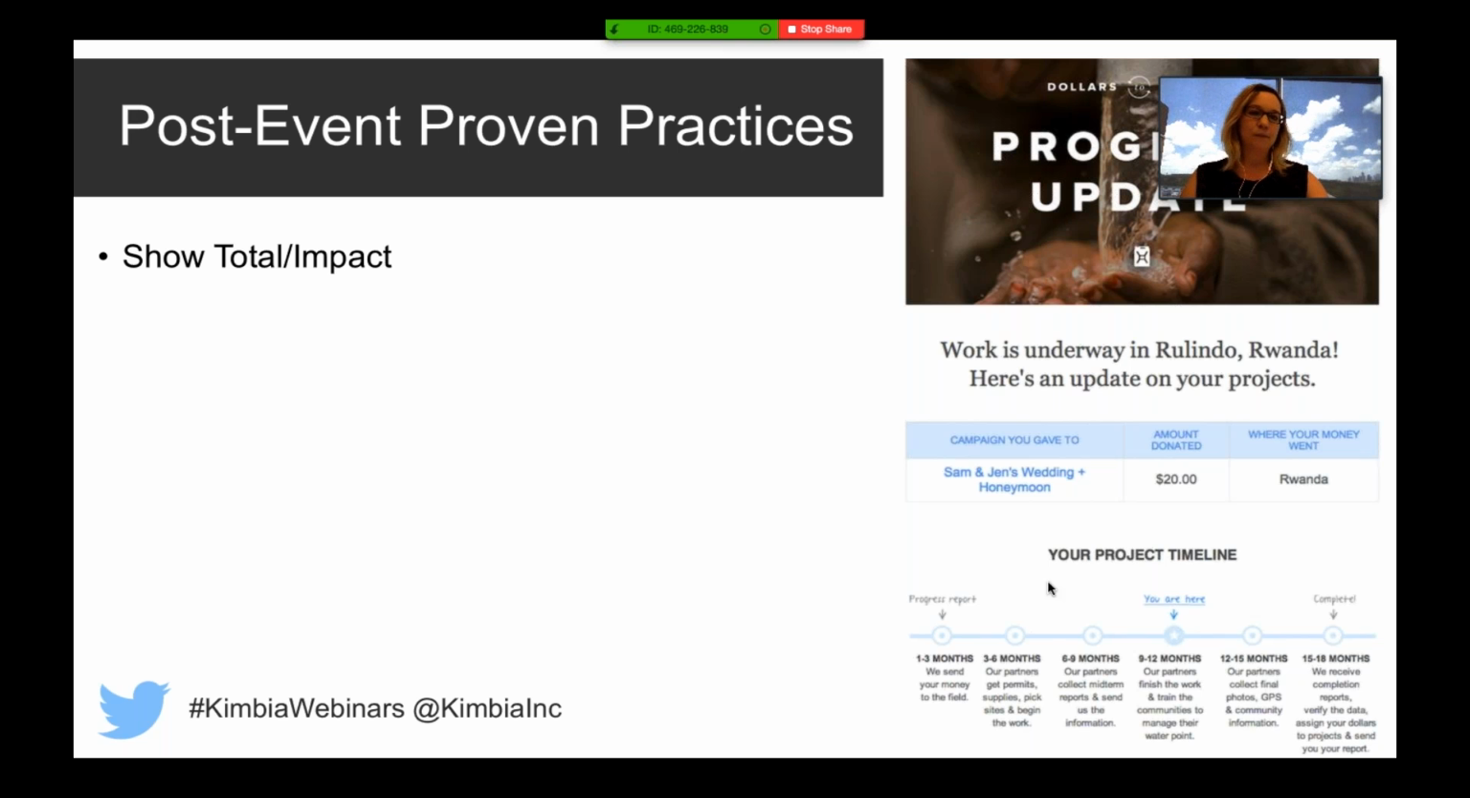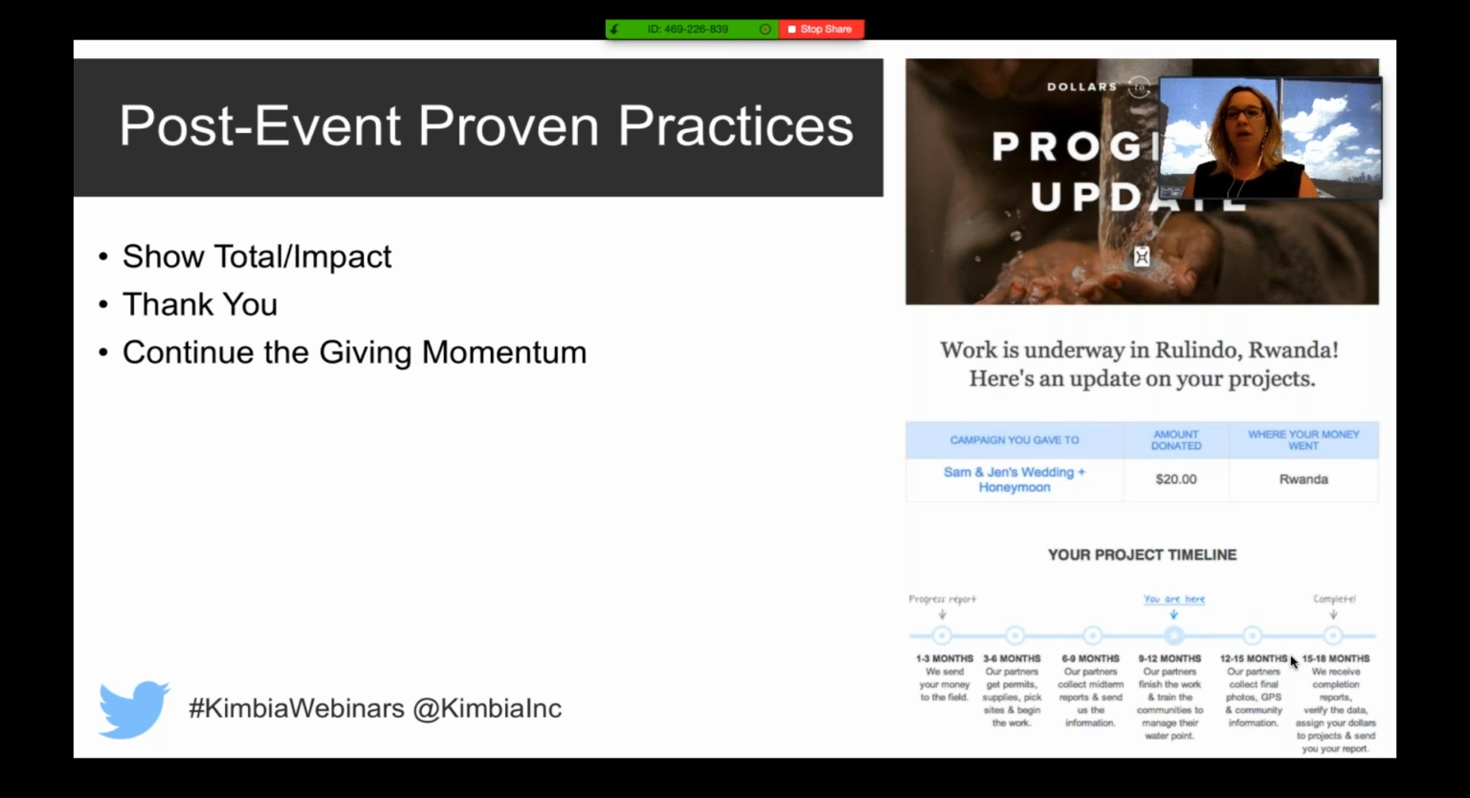I love this example over here on the right side of my screen of an email from Charity Water. Charity Water is always extremely cutting edge in what they're doing. And I love how they sent this project timeline of the impact that the donation is having on that particular project. I really like that. Thank you is highly important, and we'll get into that a little bit more. Continuing the giving momentum: don't just shut down giving because your event is over.